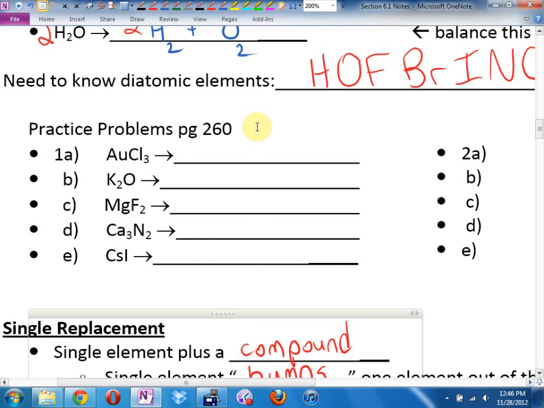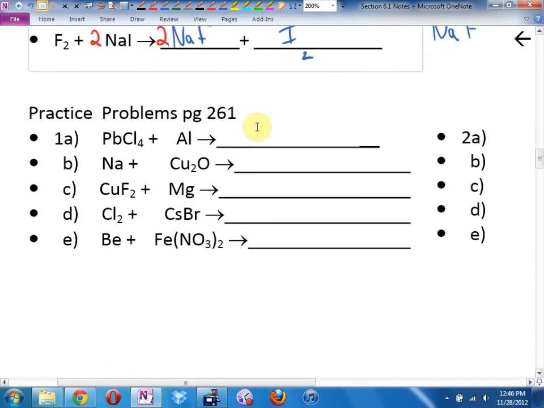And then number 2 is simply saying identify each reaction as a synthesis. How about S for synthesis? Decomposition. How about D for decomposition? Or neither. See if you can figure that out. And the answers are on page 592 if you get stuck. Then, next page over. You don't need to turn the page. Page 261.